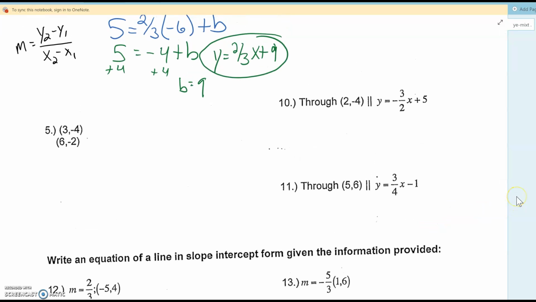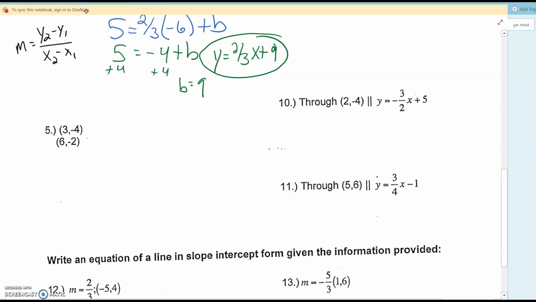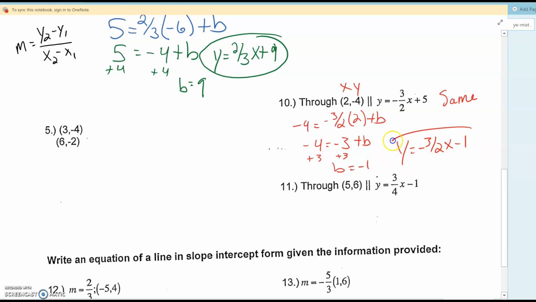And number 10, parallel lines have the same slope. Same. Parallel. They're the same line, just moved a little bit far apart. x and y, guys, the same process. Negative 4 = negative 3/2 times 2 + b. Negative 4 = negative 3 + b. Add 3. And there we go.